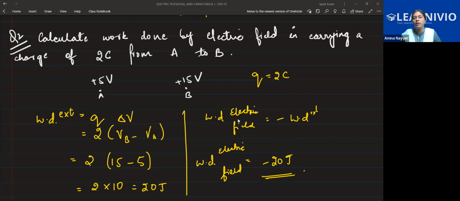Negative of external work done. And that depends on your external work done. So you just study the external work done, which we have been using, and then finally multiply it with minus. Okay?